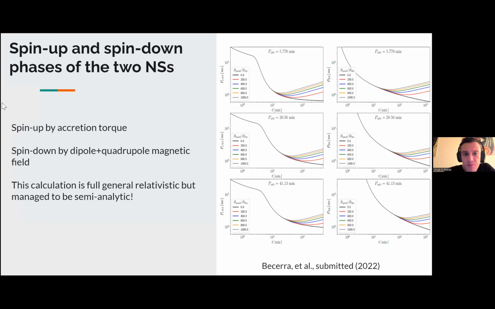We're simulating spin up and spin down phases of these stars while accreting, by the torque of accretion and by the spin down due to the magnetic stresses by a dipole and quadrupole magnetic field. And we are managing to have a semi-analytic treatment of this, even if this is a full general relativity result. On the right, you see different evolution of the rotation periods as a function of time. You see the spin up phase, and then the spin down phase of both the newborn neutron star on the left, and on the right, the neutron star companion.